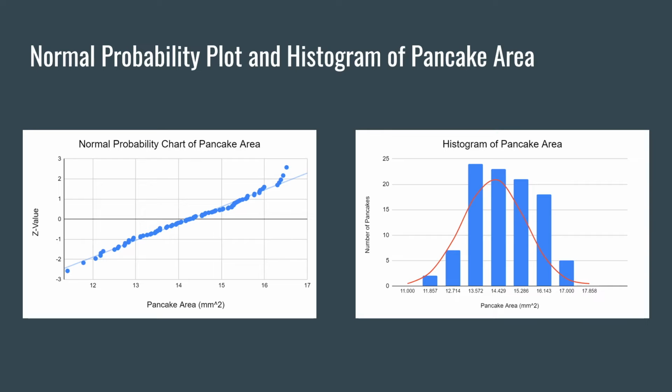Both a normal probability plot and histogram were created to determine and verify the data normality. The normal probability plot showed the pancake area versus its z-value. The pancake area data shows a normal distribution as it follows the trend line accurately, aside from a couple low and high-end outliers that are still within the control limits. The histogram confirms the data's suggestion.